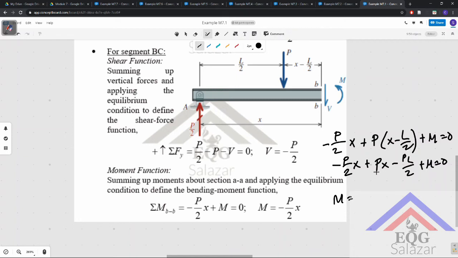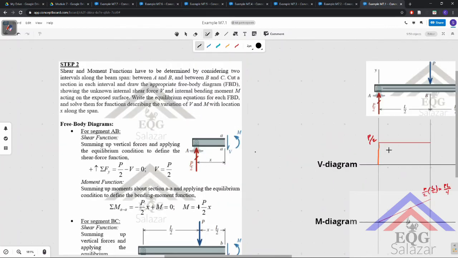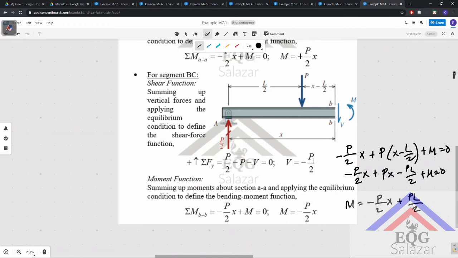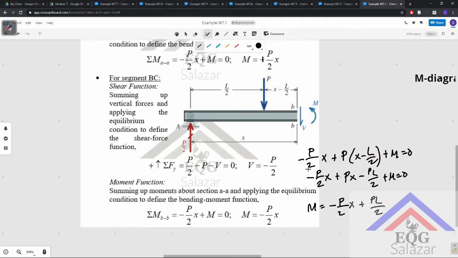this will turn out to be positive. So this is negative P over 2 x, because this becomes positive P over 2, you transfer to the other side. That is negative P over 2x plus PL over 2. Then you can draw out the shear function at BC.